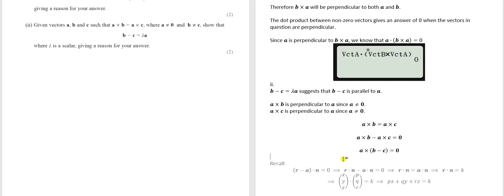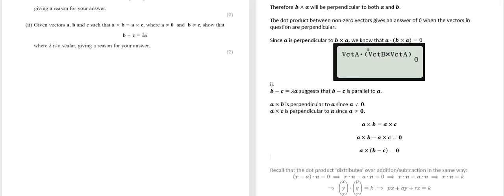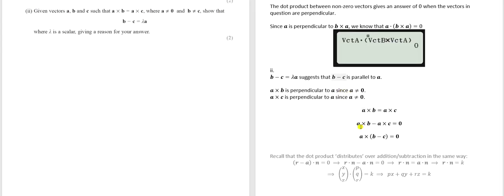We apply this idea of expanding or distributing a dot product, and we can do the same thing with a cross product. Because we can do that with a cross product, we can make this step here. We can put these two things together. And now look what we've got.